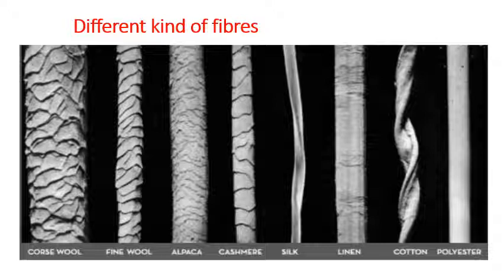Coarse wool, then fine wool, then the wool from alpaca, that is a fiber, then Kashmiri, that is the pashmina from the pashmina goat, then silk. So you can see its appearance, structure, and it is very fine. Then linen. So these two are synthetic fiber. It is chemically produced, or we say man-made fibers. Then cotton. This is coming from the cotton plants. And there is another one, polyester. Again, this is purely chemical fiber.